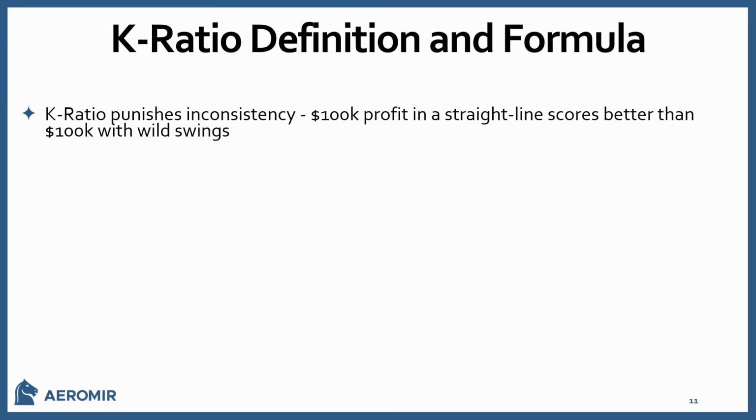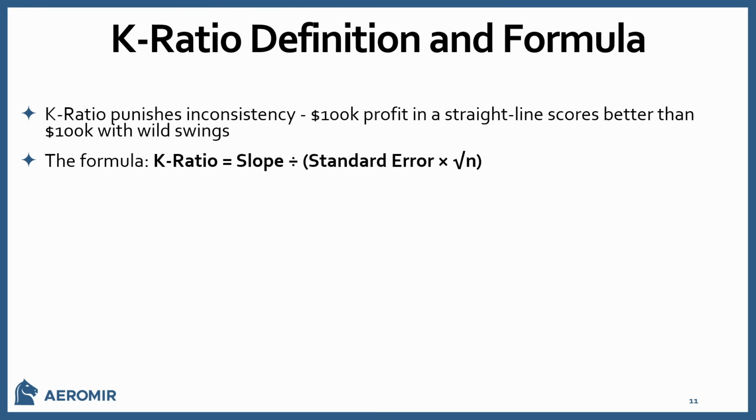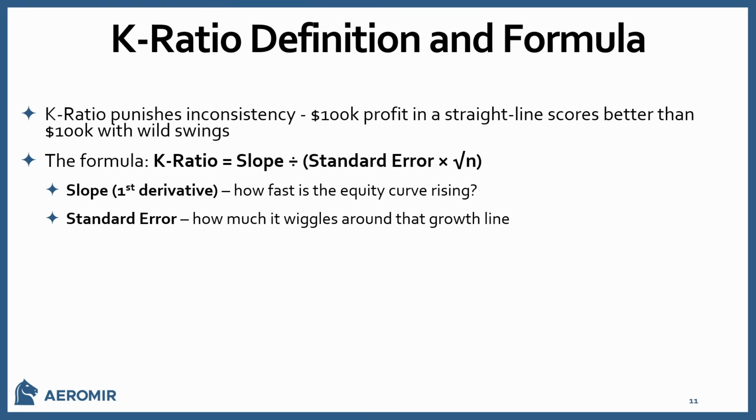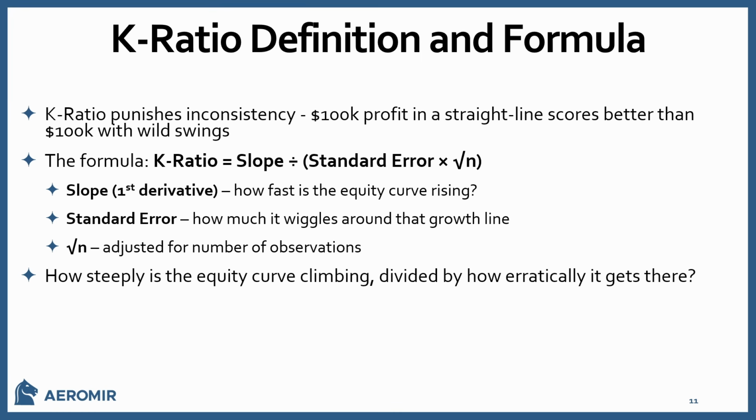So, K ratio definition and formula. K ratio is punishing inconsistency. A $100,000 profit in a straight line scores better than $100,000 with wild swings. The formula: K ratio is the slope divided by the standard error times the square root of the number of trades. The slope, or first derivative, is how fast the equity curve is rising. The standard error is how much it wiggles around that growth line. And the square root of the number of trades adjusts for the number of observations. So, how steeply is the equity curve climbing divided by how erratically it gets there?